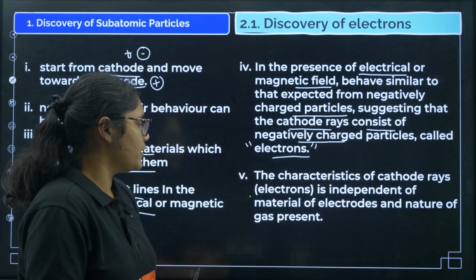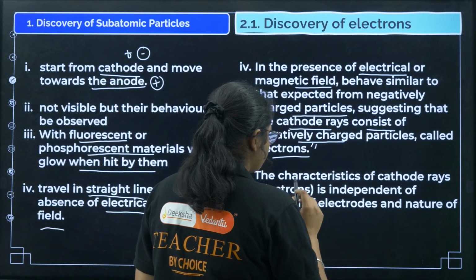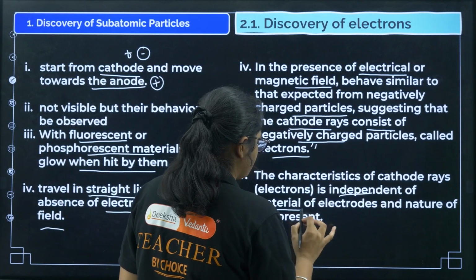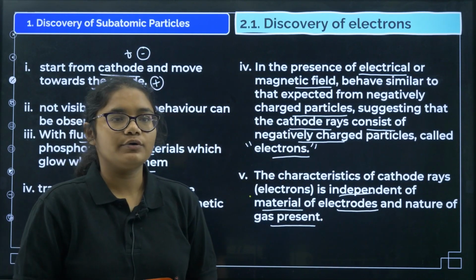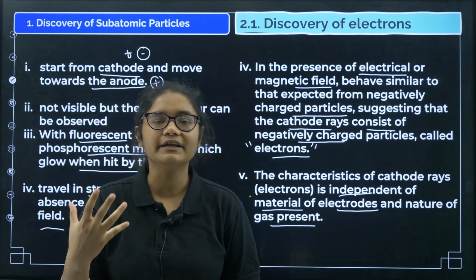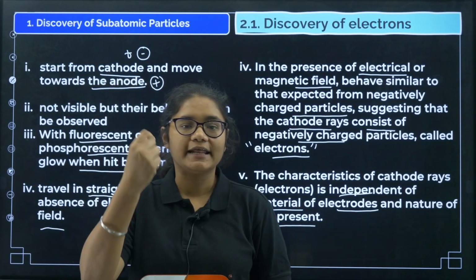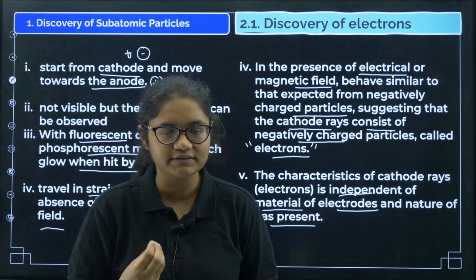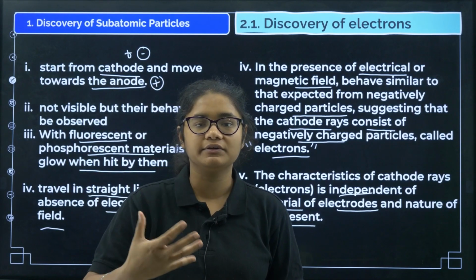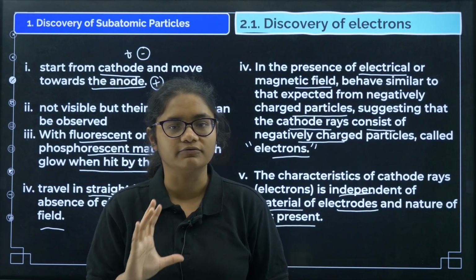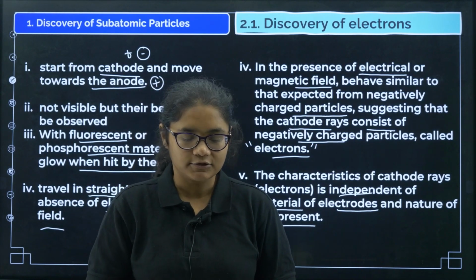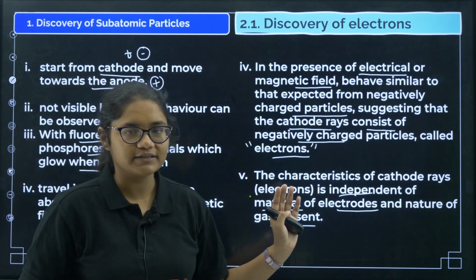Okay, next point, the characteristics of cathode rays are independent of the material of the electrodes and the nature of the gas present. So we tried the same experiment by taking different electrode materials and by filling the tubes with different gases, but there was no change in the properties of the cathode rays. Clear? So these are the properties of cathode rays that you should know.